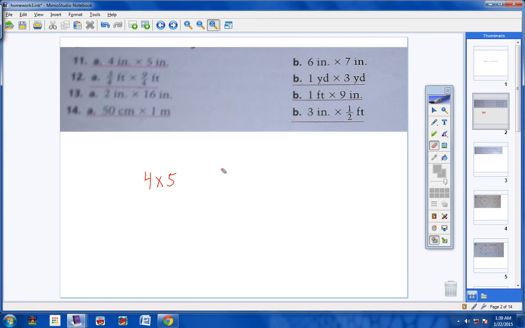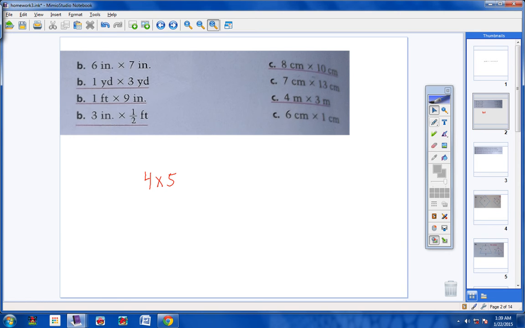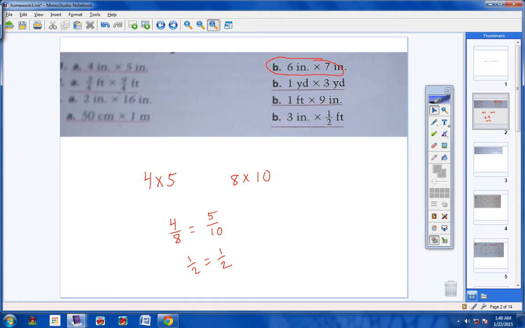So we have a 4 by 5 rectangle, and we have an 8 by 10 rectangle. Okay, let's see if they're similar. 4 goes over 8, corresponds with 8. 5 corresponds with 10. If you reduce both of those, you get 1/2 and 1/2. So this dimension here is totally similar to this one right over here. Okay, alright, hope that made sense. Let's go ahead and continue on.